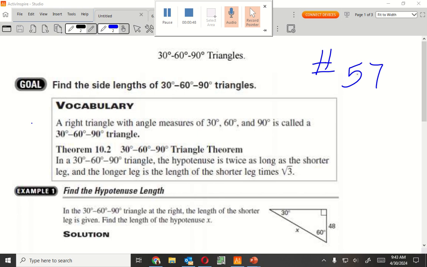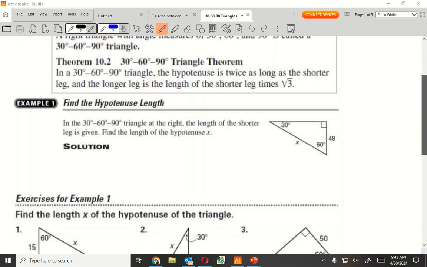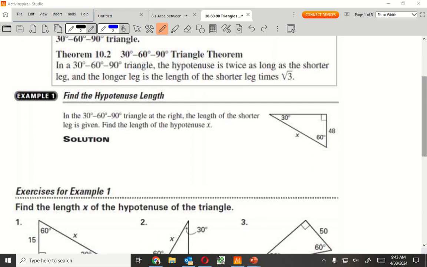All right, so today we're dealing with 30, 60, 90 triangles. Like the triangles we had yesterday, those were 45, 45, 90. Today it's 30, 60, 90. So there is a different formula to go along with it, because we had the n, n, and n square root of 2. Today, on your notes, you're going to write this one here.